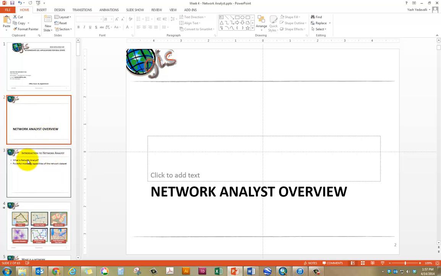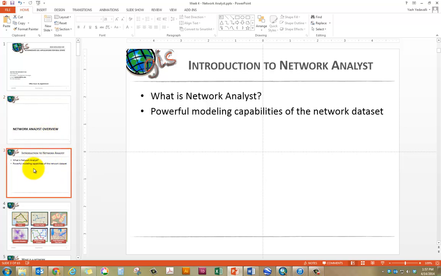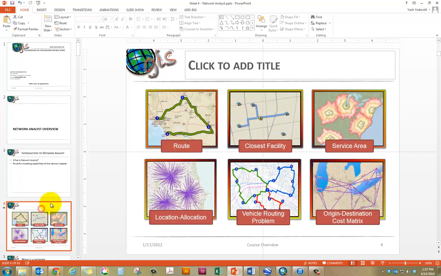So essentially we'll be learning about what Network Analyst is and what it can do for you, and how it can be used from a real estate point of view. Network Analyst is an extension of ArcGIS. Obviously, this is why we are learning it.